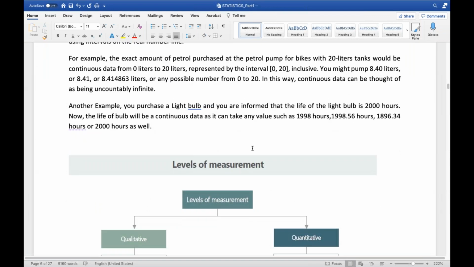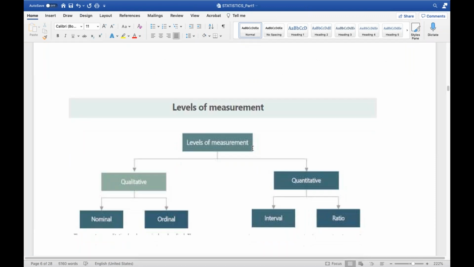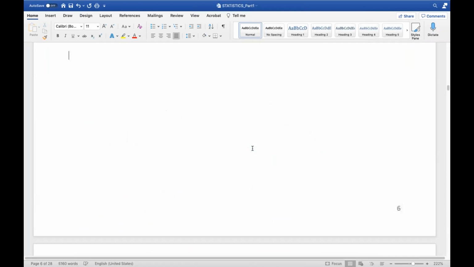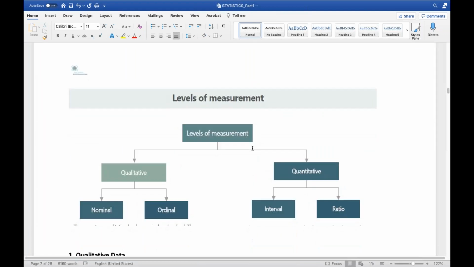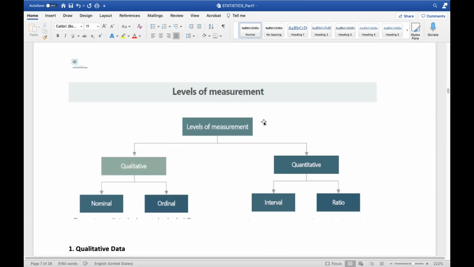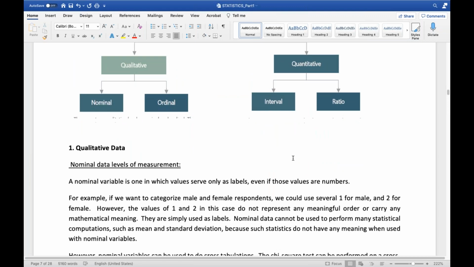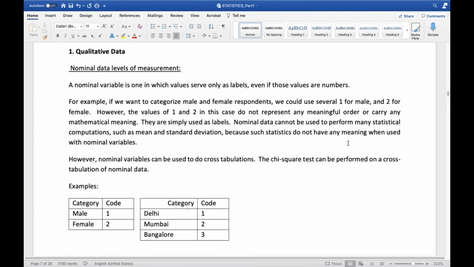So let's go to this level of measurement. We'll go with another file. You can see this is the level of measurements we are talking about. Nominal data does not have any meaningful mathematical meaning, they are simply used as labels. Nominal data cannot be used to perform any statistical computations such as mean or standard deviation. Such statistics do not have any meaning when used on a nominal variable.